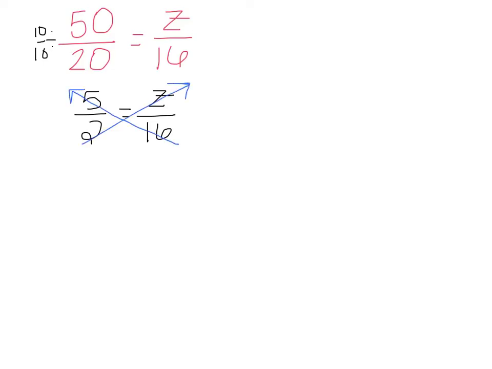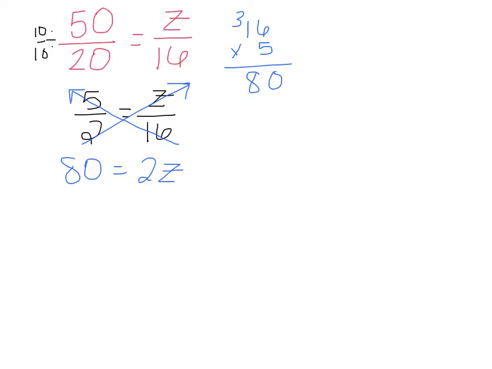And 5 times 16, I might need to come over to the side of my paper to do. 5 times 6 is 30. Carry my 3. 5 times 1 is 5. Plus 3 is 8. So I get 80 is equal to 2z.